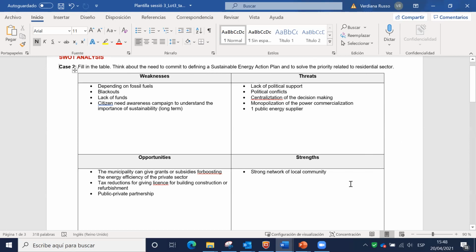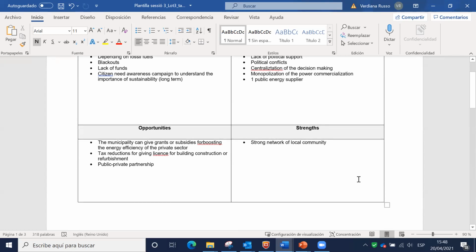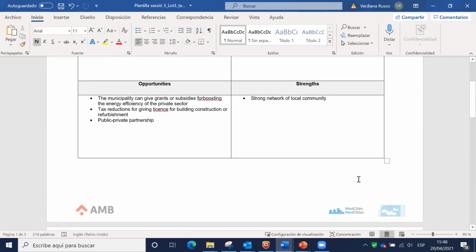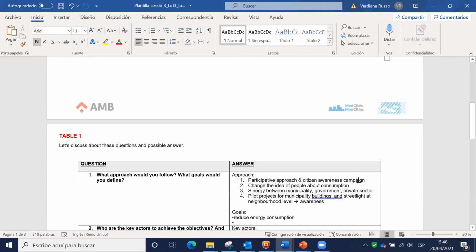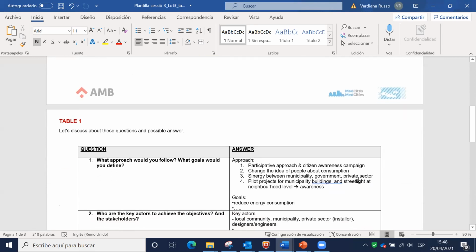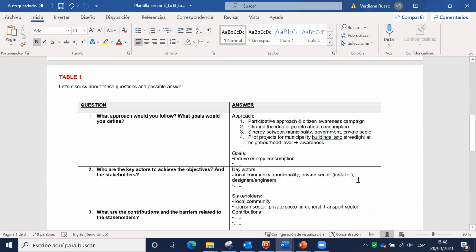The strengths are the strong network of a local community, and we need to define the consumption of the public lighting and provide the most suitable technology for it.